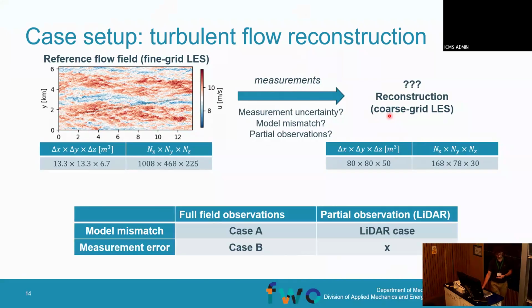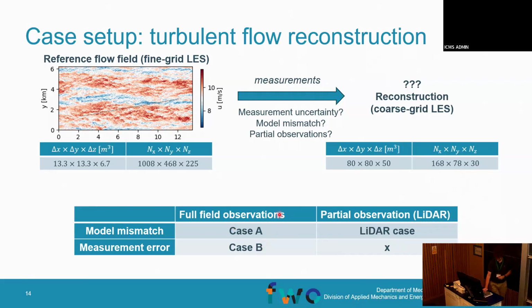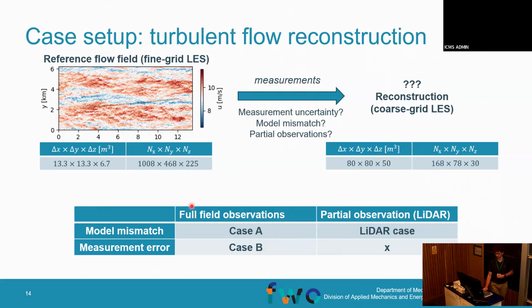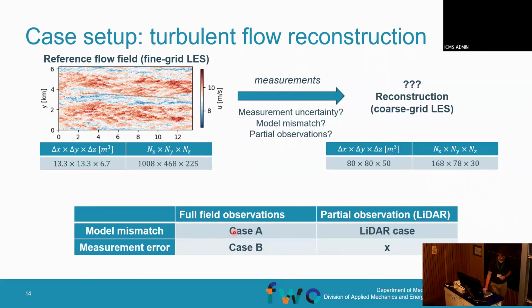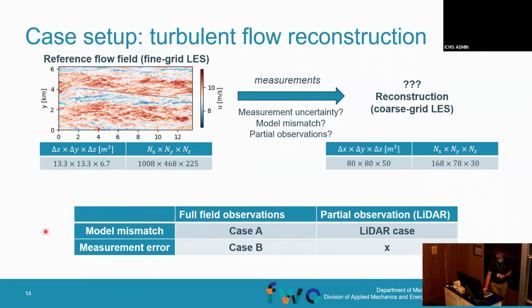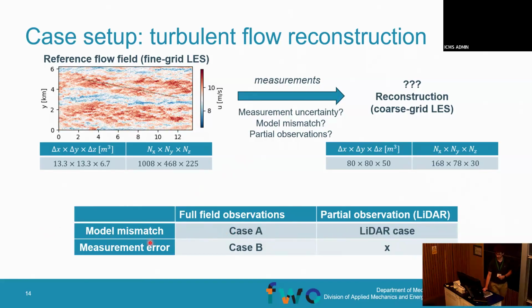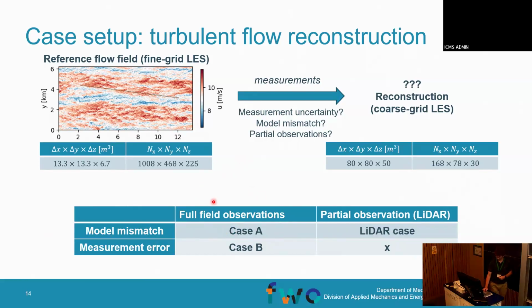We then looked into different scenarios. First of all, there are case A and case B, where we assume that as a measurement, we have the full field available. That means we really consider full-field three-dimensional flow field measurements. In particular for case A, we are looking into a situation where there is model mismatch, making it a bit more realistic. And for case B, we added noise to our measurements to see how multiple shooting performs in that situation. So those are case A and case B, full field observations.